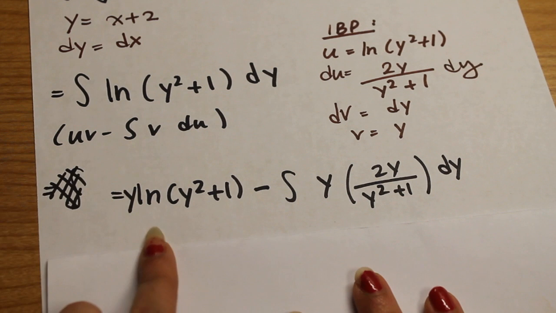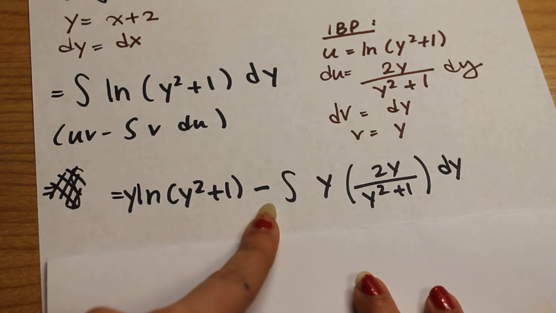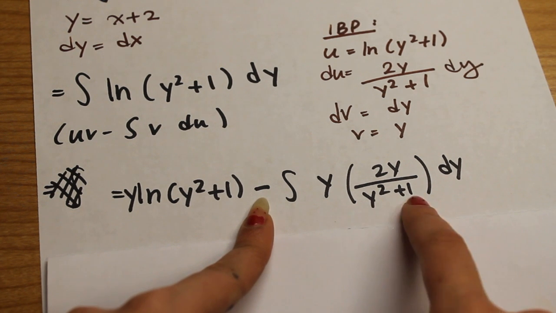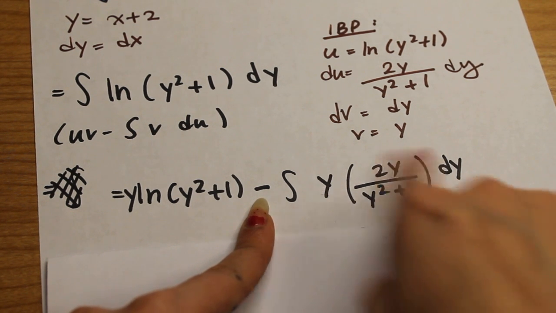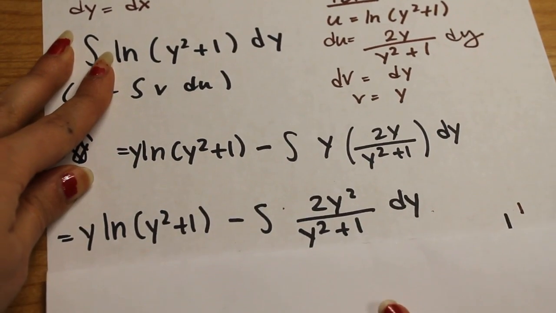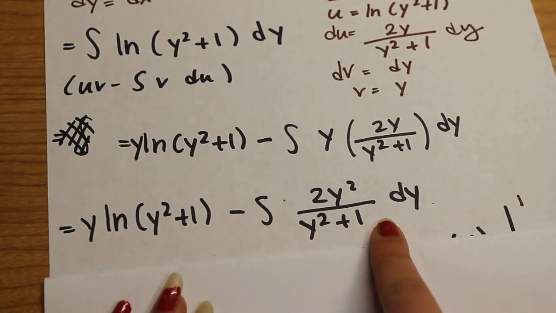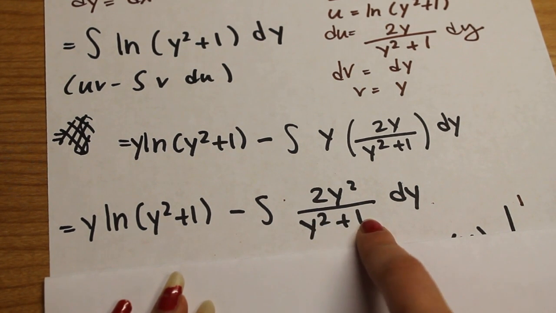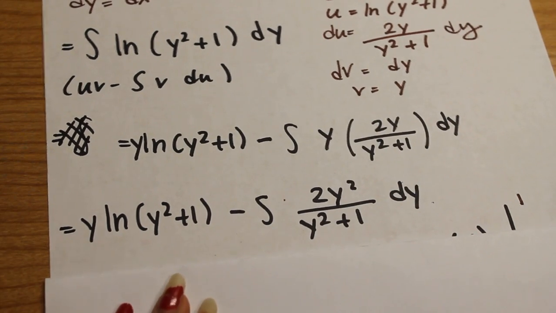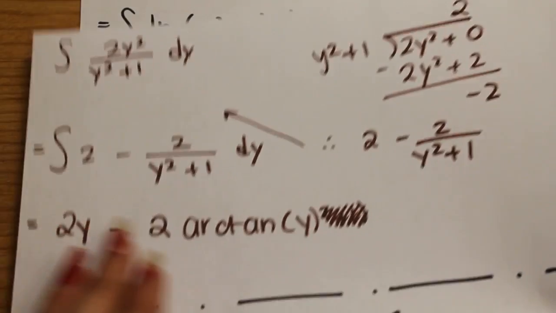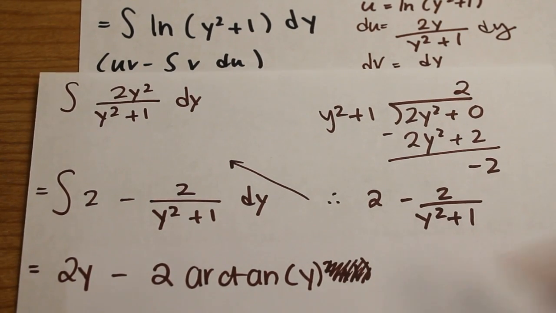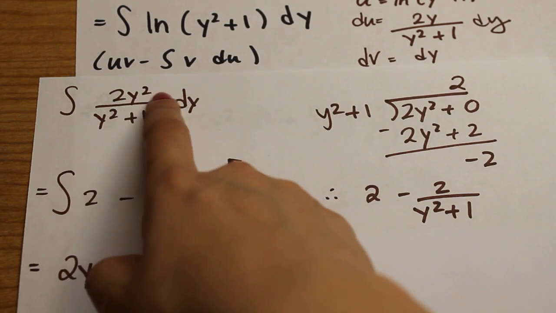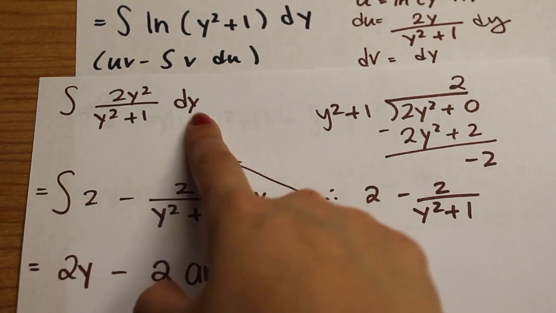That gives you y ln of y squared plus 1 minus the integral of y times 2y over y squared plus 1 dy. Now I'm going to bring this 2y in, and we end up with this equation right here. All that's changed is now we have 2y squared over y squared plus 1. I'm going to go to another sheet for this just because there wasn't enough room to do this all together. Basically, to solve this question, you have to integrate the integral of 2y squared over y squared plus 1 dy.